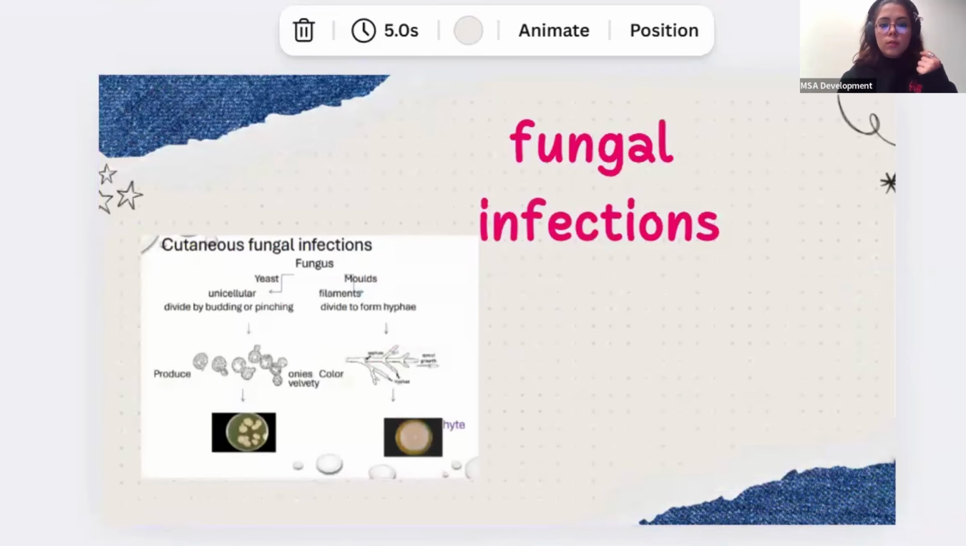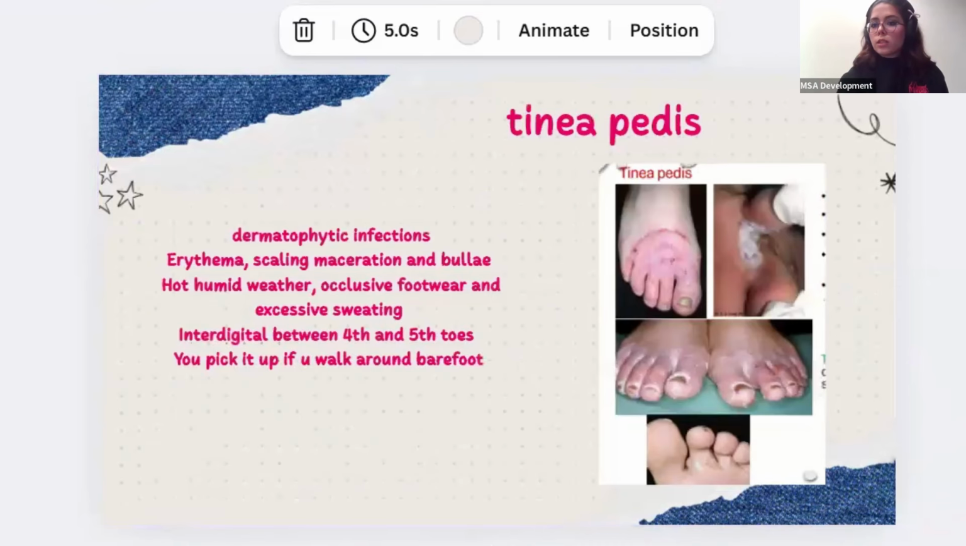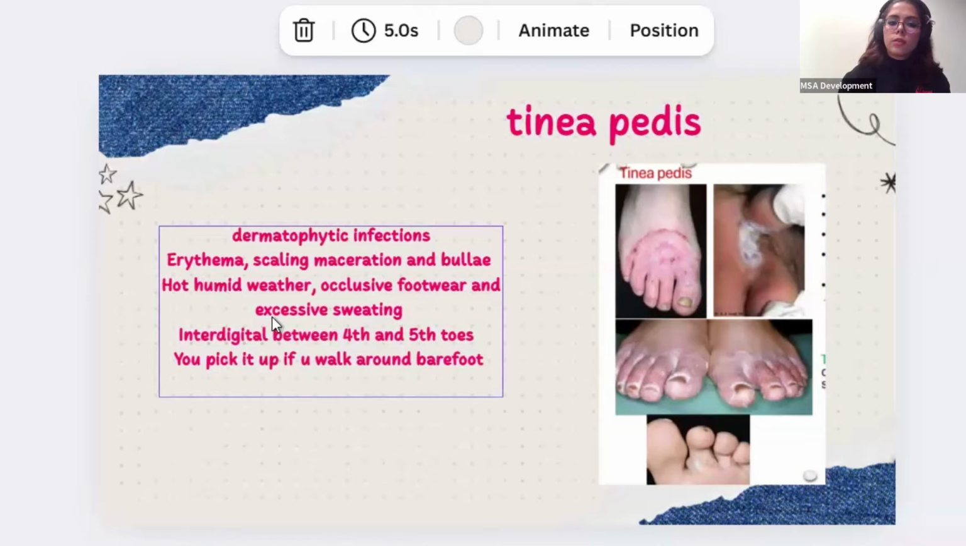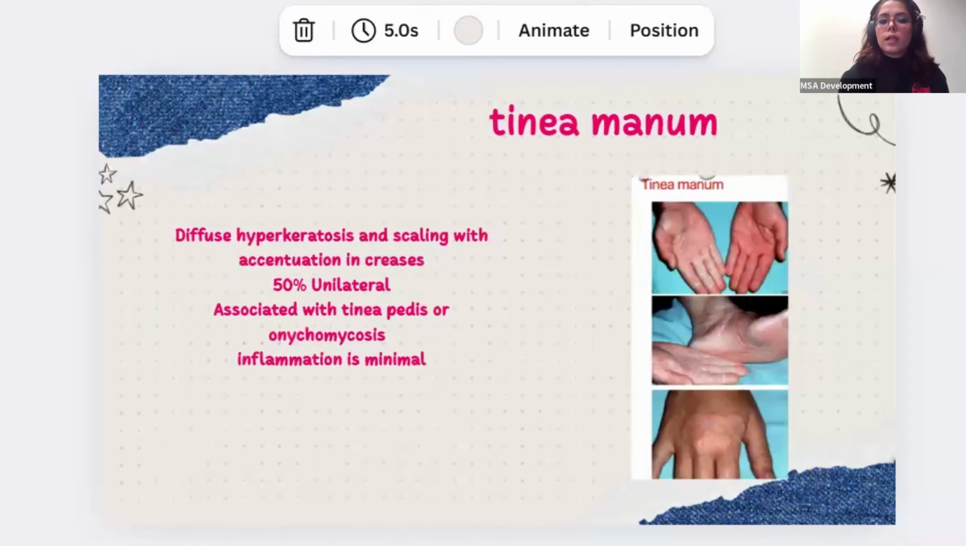Now, finally, we have the fungal infections. We have tinea pedis, which is fungal infection in the feet. Hot, humid weather, occlusive footwear, and excessive sweating. Interdigital between 4th and 5th toes. You pick it up if you walk around barefoot. I believe it's called athlete's foot.